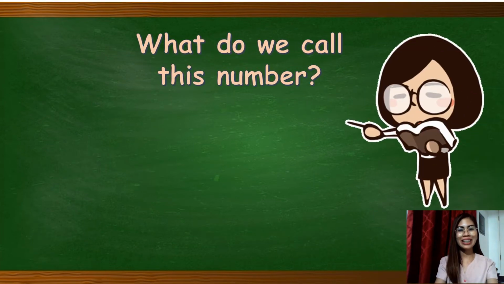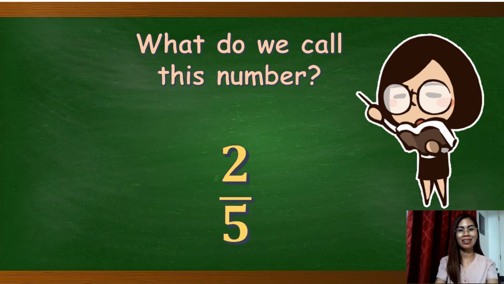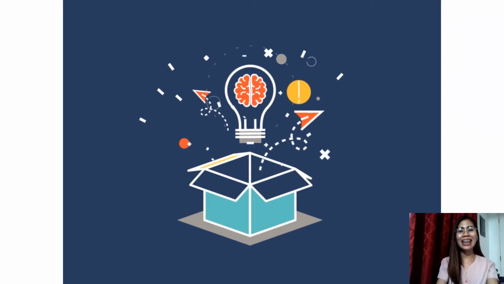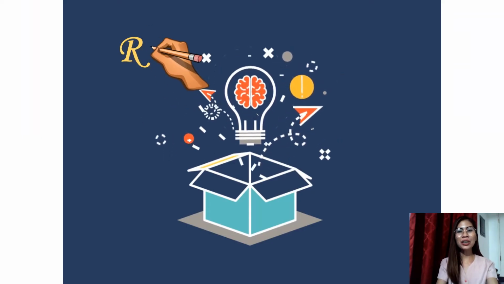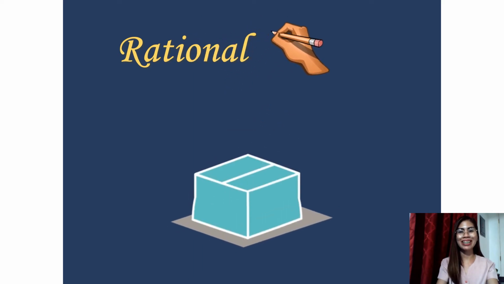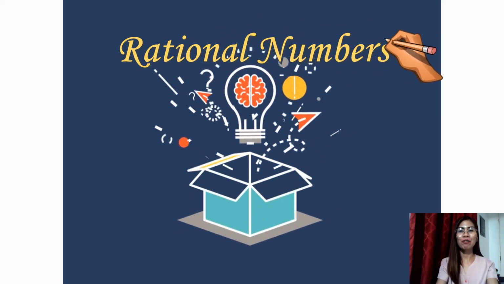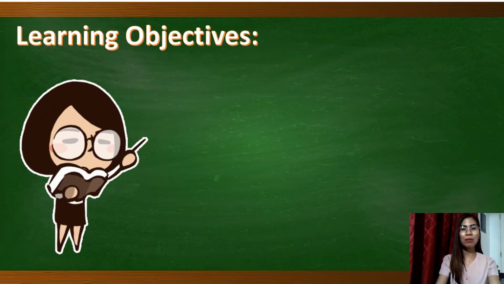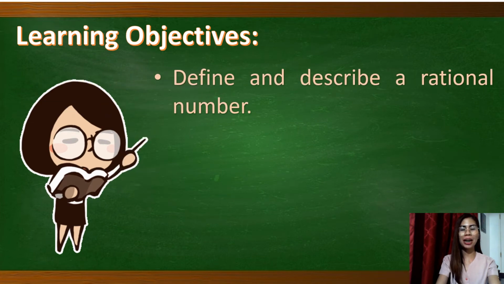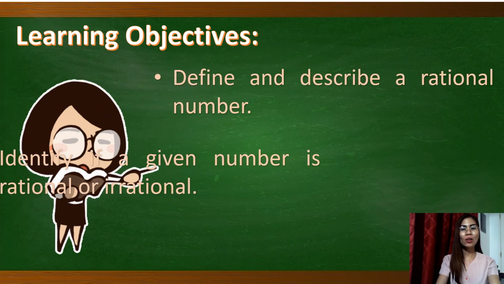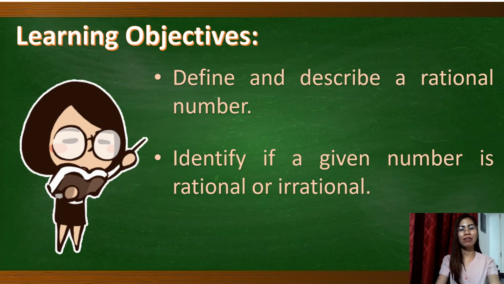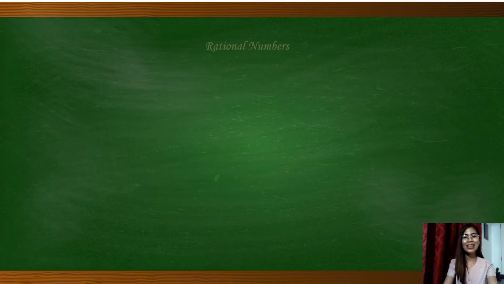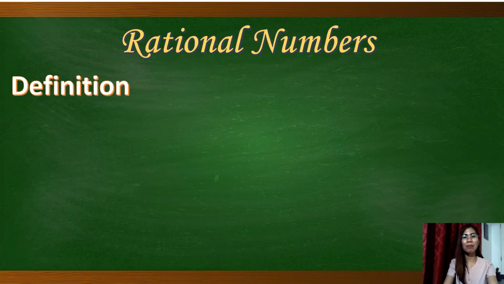So what do we call this number? In this video lesson, we are going to talk about these numbers, and these numbers are called rational numbers. For this video lesson, our learning objectives are to define and describe a rational number. Also, identify if a given number is rational or irrational. So let us first define rational numbers.